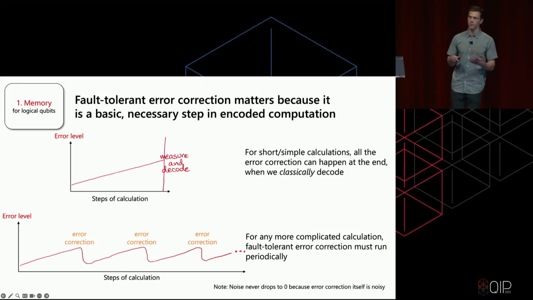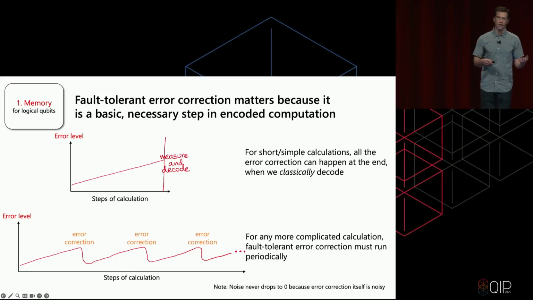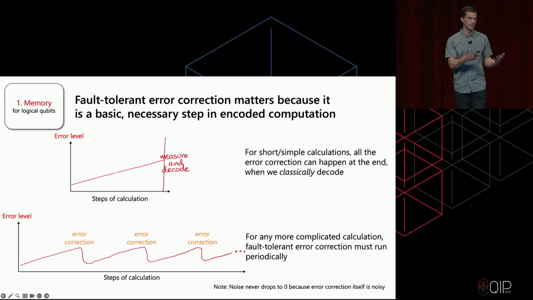And it's not because we want to store logical quantum data in superconducting qubits, because superconducting qubits are not a good memory. The reason for running error correction on superconducting qubits is to run, ultimately, computations.